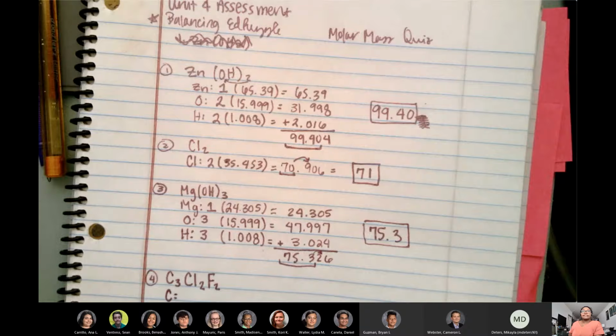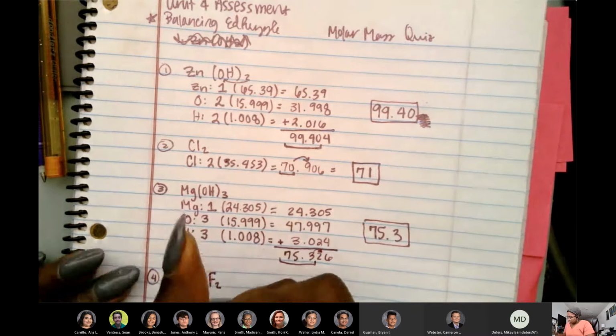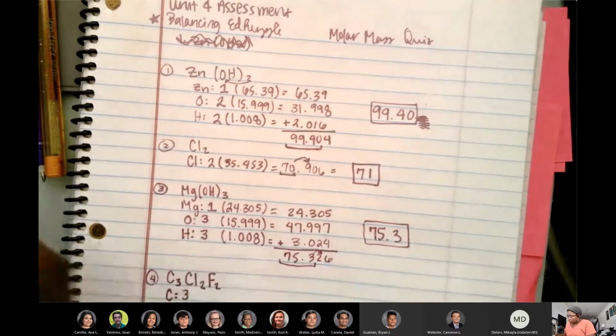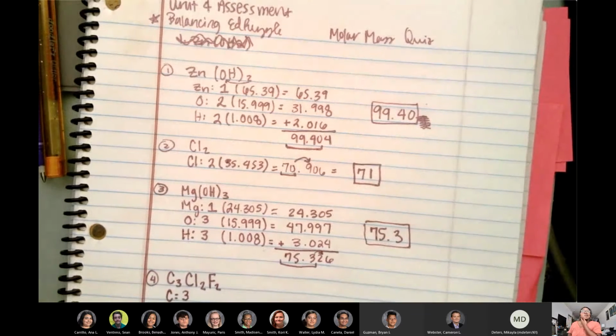How many C's are there? Good, good. Thank you for reading my mind, Cameron. Love it when that happens. Good, good, good. So there are 3 carbons, 2 chlorines, and 2 fluorines. All right, so go ahead and find me my mass of carbon, chlorine, and fluorine.